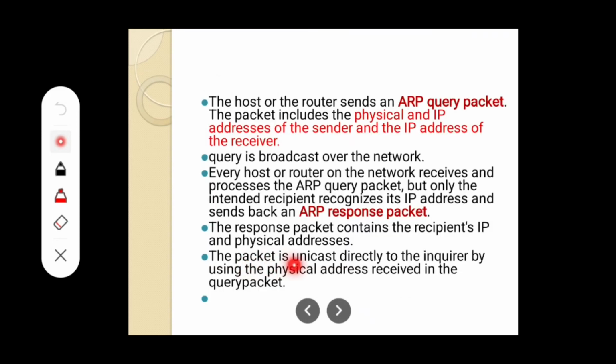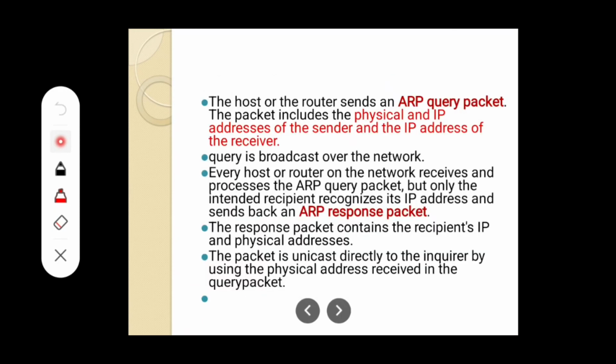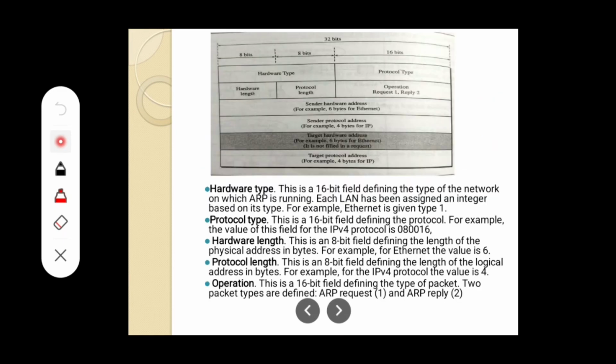That is sent to system A in a unicast message. The packet is unicast directly to the inquirer, meaning the sender, by using the physical address received in the query. The reply is transferred in a unicast message. Okay, so this is clear. This is the ARP request and response method.